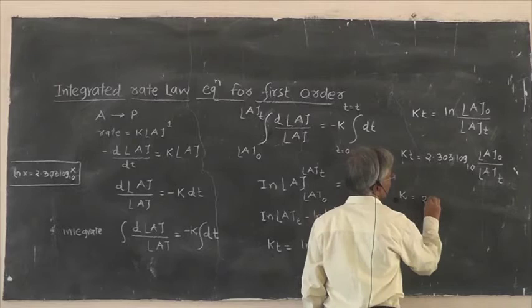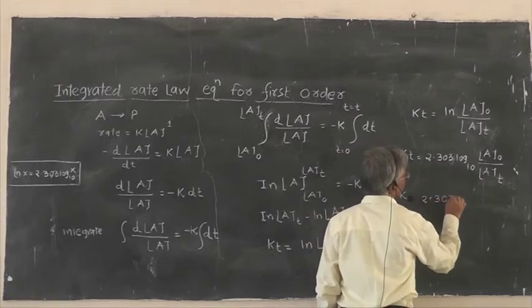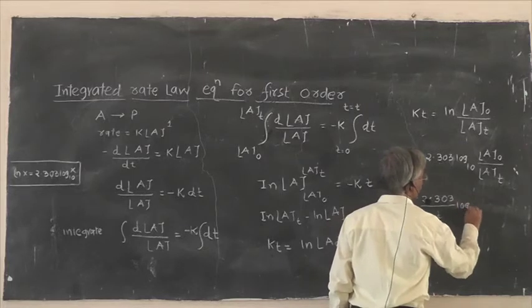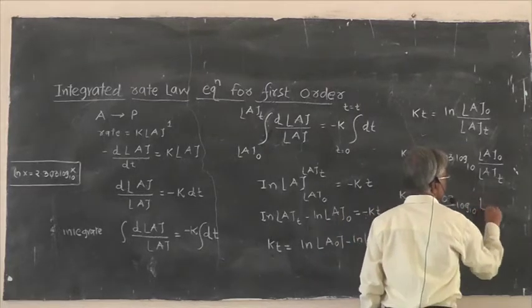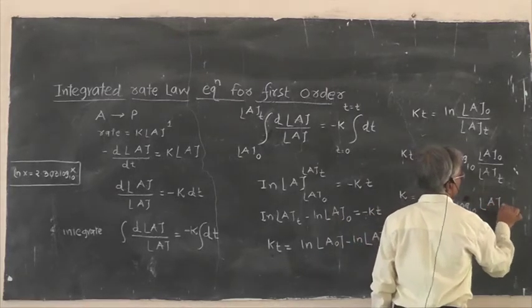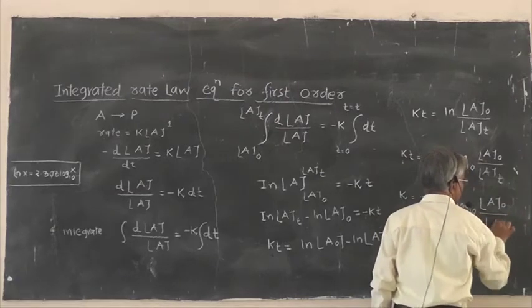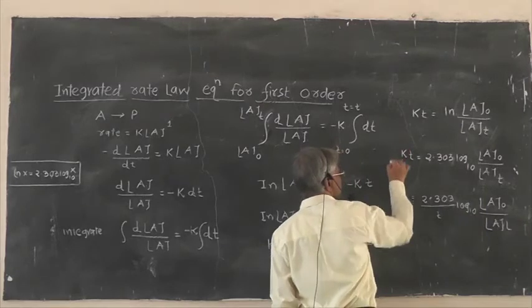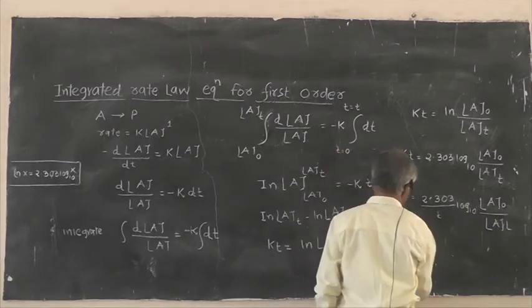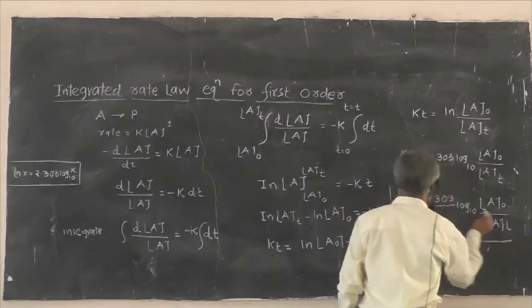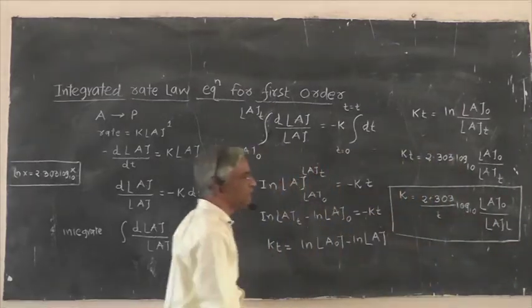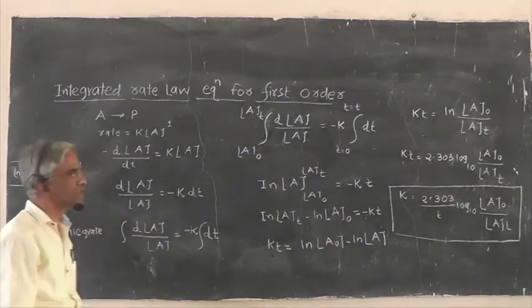k is equal to 2.303 upon t log to the base 10 of H0 upon At. Remember, for verification, the value of k obtained by integrated equation and the value of k obtained by graph, if they are the same, then the reaction is said to be a first order reaction. Now let us go for both these forms of the integrated rate law equation.